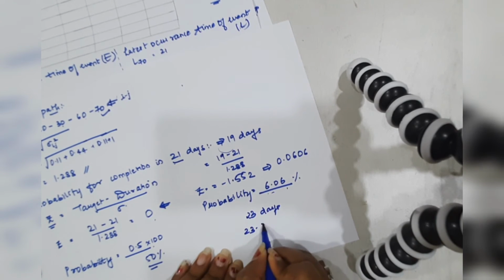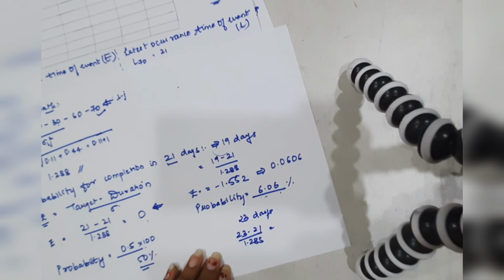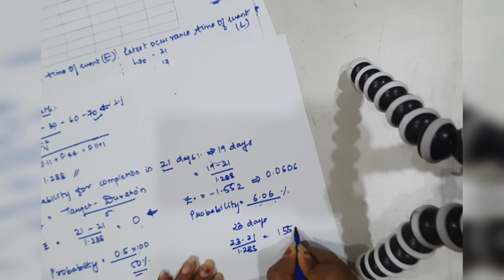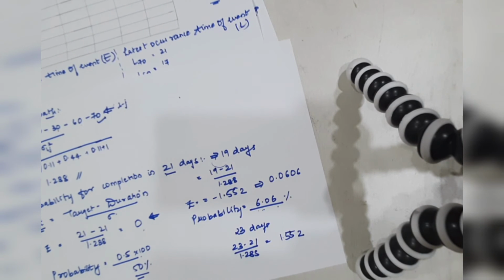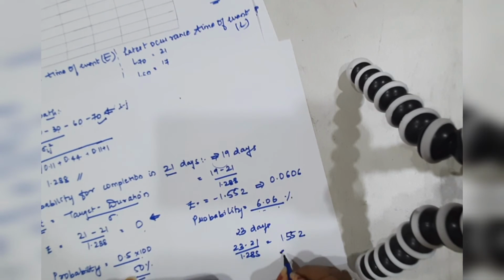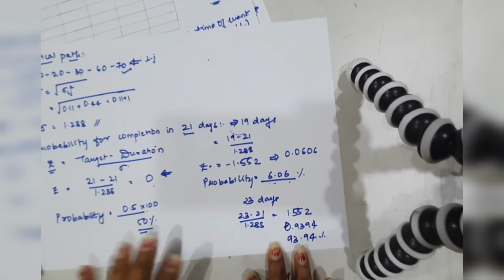In a similar way, we could go for greater than 21, that is, for 23 days, it would be simply 23 minus 21 upon 1.288, which would give us a positive 1.52. Now just refer to the table for it. The positive table and the negative table are different, which will be provided in the examination, so not to worry about it. The value is 0.9394, simply 93.94%. Okay, so our probability part is done.